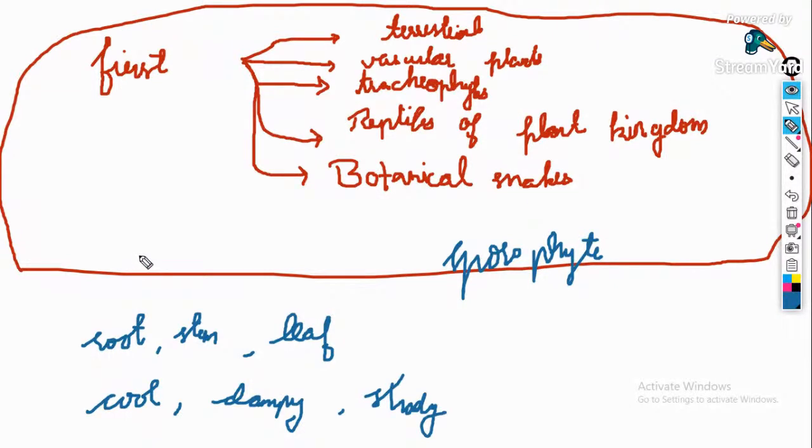Next is the leaves of pteridophytes. Leaves of pteridophytes are small as well as large leaves can be seen. Small leaves can be seen in the case of microphylls.